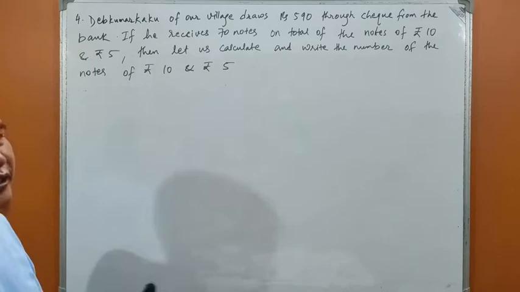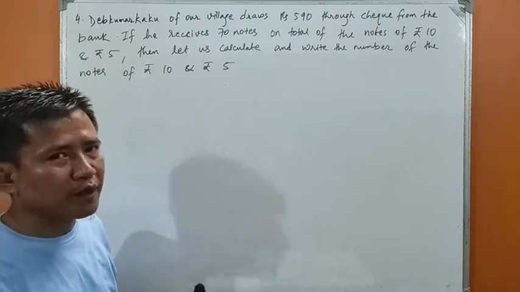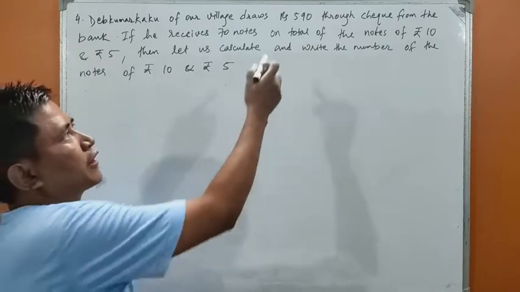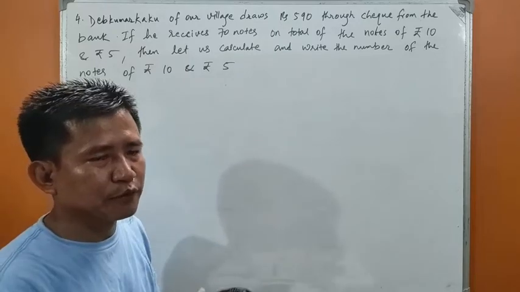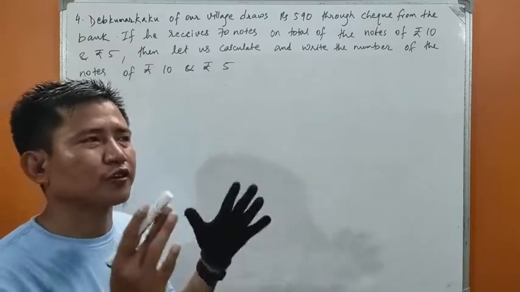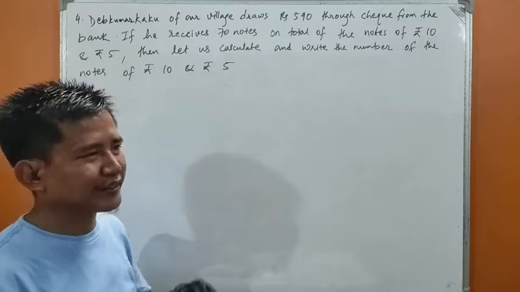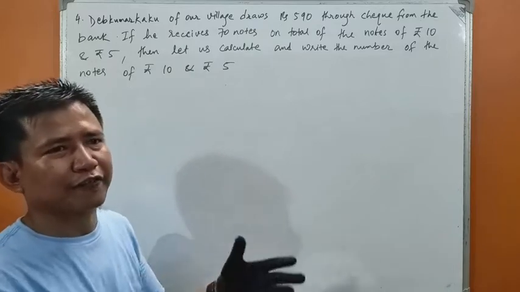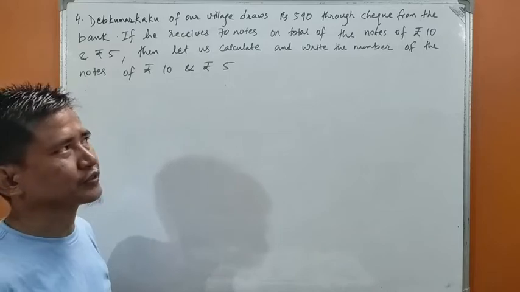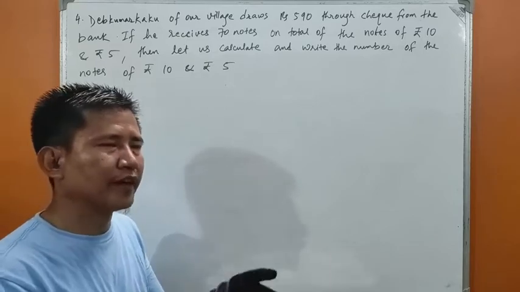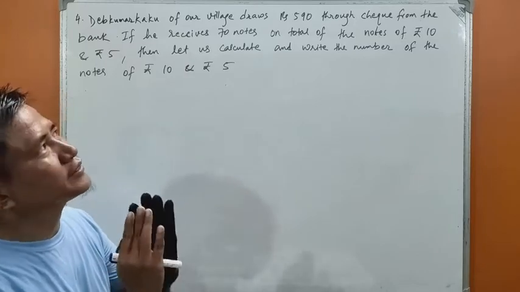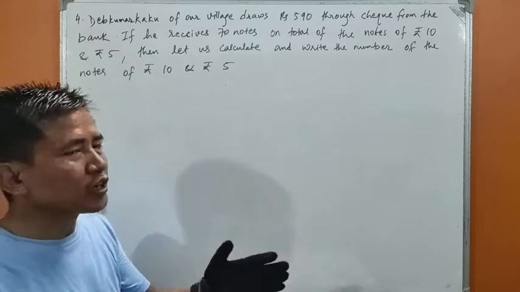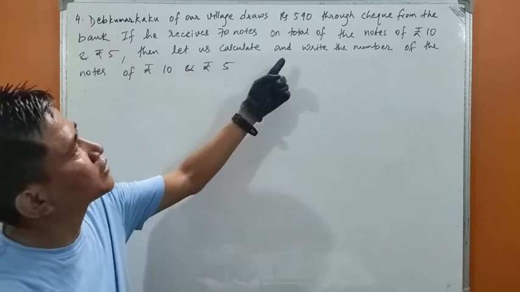This question is very simple. Dev Kumar Babu withdrew rupees 590 from a bank, but the notes he received were only of the denomination rupees 5 and 10. He did not receive 50, 500 or 100 rupee notes. Denomination was only rupees 5 and rupees 10. Now the total number of notes he received is how much?